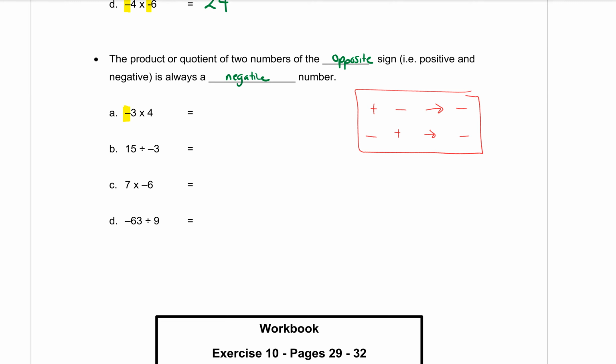But the 4 has no minus sign. That means it's positive, okay? No minus sign there means a positive. So I have a minus and a plus that I'm multiplying, which means my answer is going to be negative.